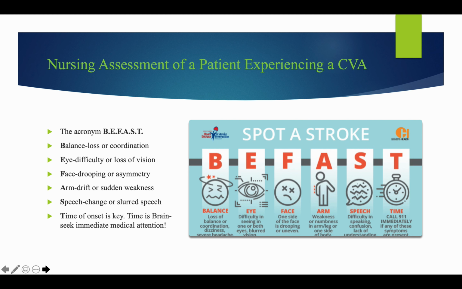Assessing accommodation, if they both react at the same time, and reactiveness, making sure that the pupils are brisk, sluggish, or fixed. Assessing extraocular movements, assessing for any visual field loss, impairments, or visual field cuts, hemianopsia, change in their vision, blurred vision, or diplopia, any deviation in their eyes. Are both eyes conjugate or are they disconjugate?